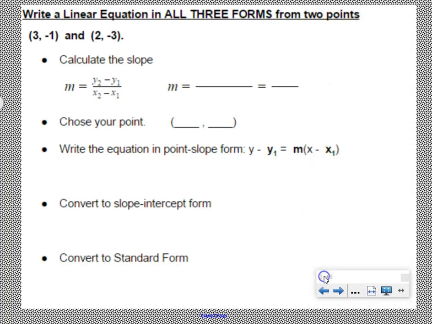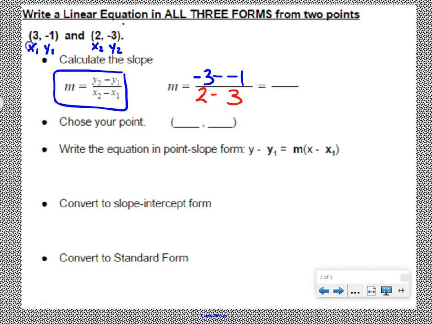Write a linear equation in all three forms from 2 points. So, all three forms is point-slope, slope-intercept, and standard. Our 2 points are 3 and -1, so x1, y1, and 2 and -3, so x2, y2. We want to calculate the slope using our slope formula. So we do y2, which is -3, minus y1, which is -1, over x2, which is 2, minus x1, which is 3. If you're confused as to where I'm getting them, I'm just using the numbers from the points.